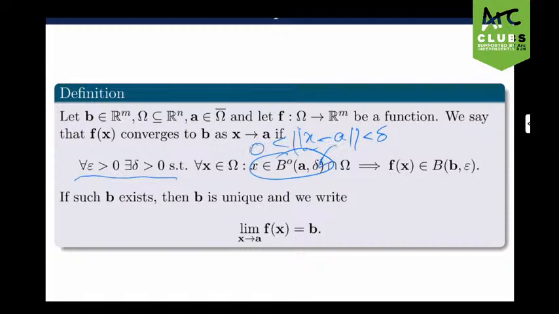I guess one small thing to point out is we have the punctured ball here. Technically, we shouldn't be considering the point a exactly. So that's our definition. If this limit exists, then it happens to be unique, just like in the single variable case.